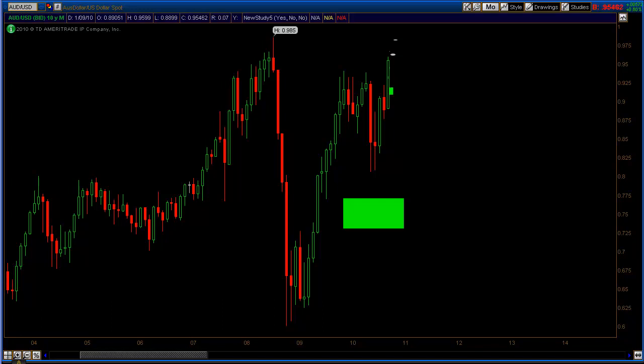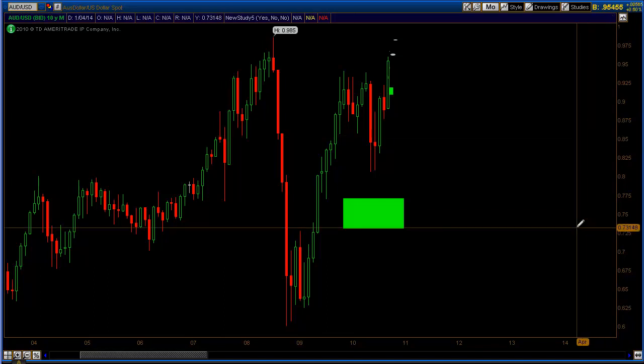Australian dollar versus the US dollar on the spot chart. Currently we are looking at a monthly chart and trading 95.45. You can see here in the upper right hand corner what we're trading at.